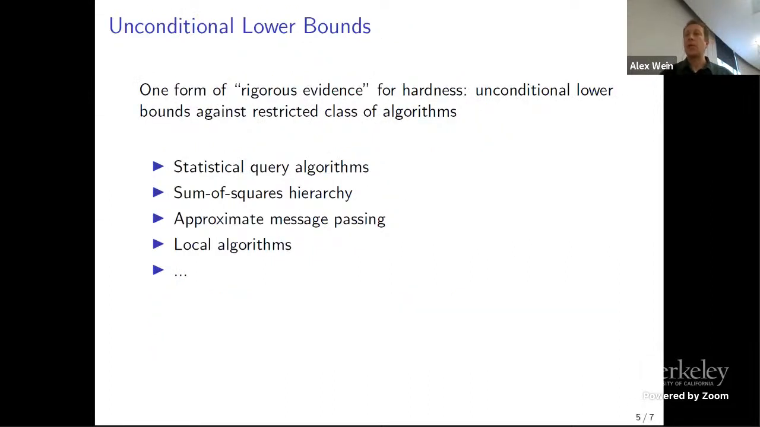And so, how actually do we prove or give evidence that problems are hard? Well, one common approach is to show unconditional lower bounds against some restricted class of algorithms. So we propose some large class of algorithms that we believe are maybe sort of optimal, and we rule those out. And so proposals for this class of algorithms, a bunch have been made. So here are a few of them listed.